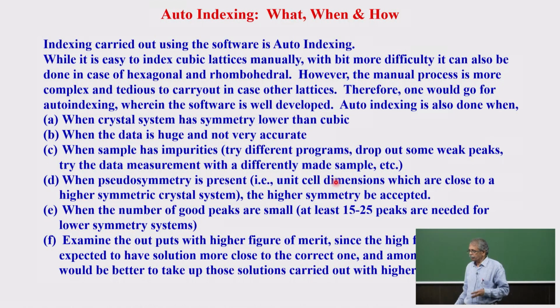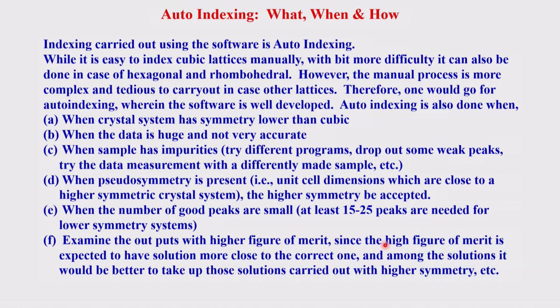So unit cell dimensions which are close to a higher symmetric part of the fitting are better to be taken, and the higher symmetry accepted. You always need to see in the powder diffraction at least 15 to 25 peaks which are strong ones, which are somewhat higher in theta value. So the intensity should be good as well as the higher theta. The higher the theta and the better the intensity, the best in terms of your indexing.